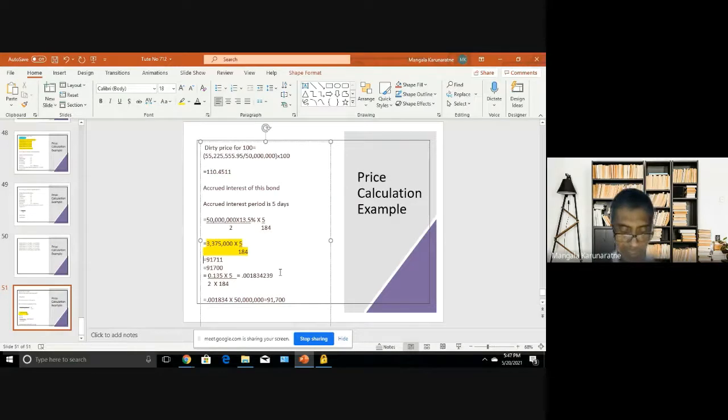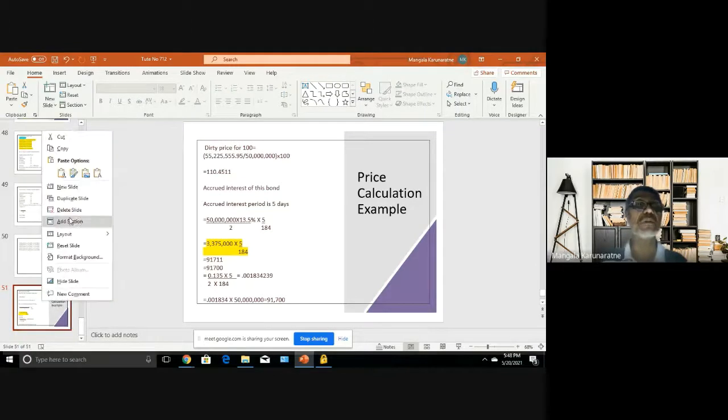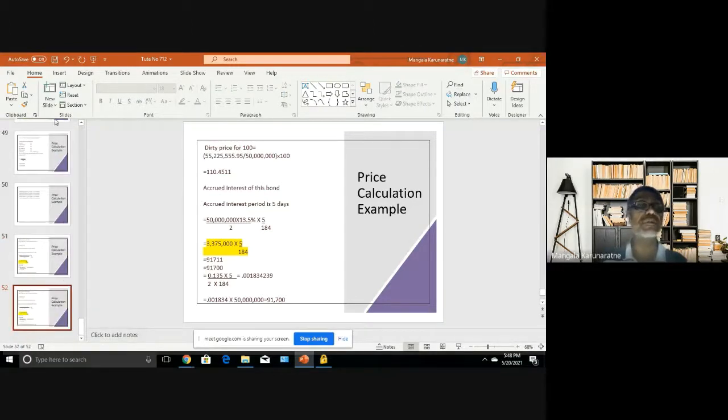So now when you know accrued interest, how do we calculate the clean price? Try to calculate the clean price. Now we can do it in 2 ways, like I explained to you. You can do exactly the practical way of doing it, or you can adopt the theoretical method as well. So we will try to do that.